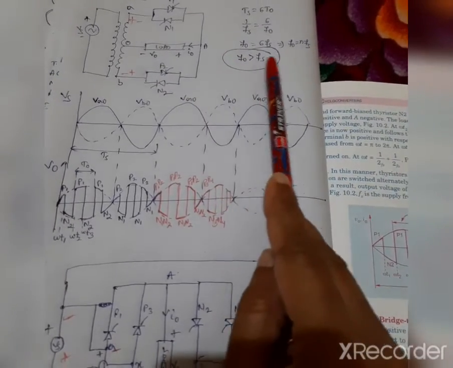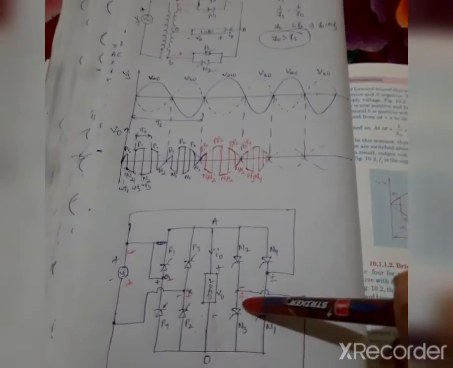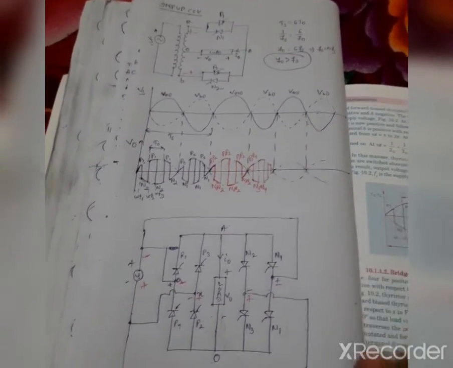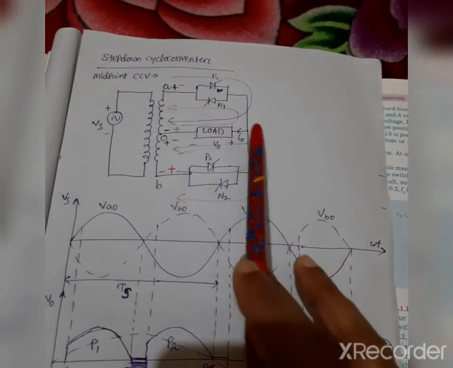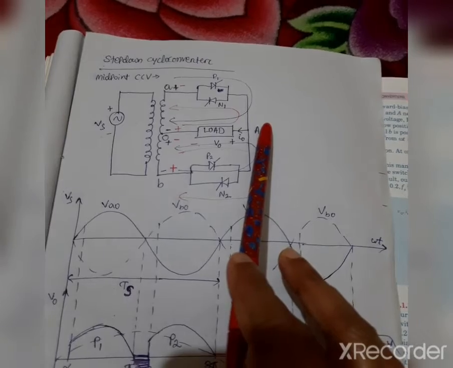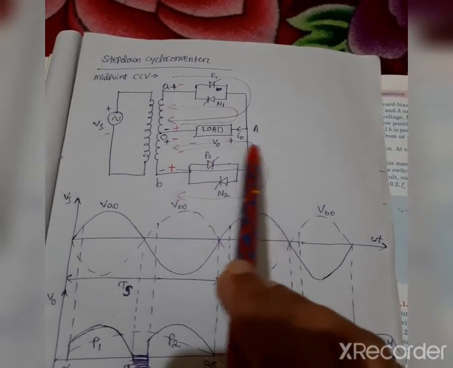Here f0 is equal to 6 fs. Okay, so this is the circuit diagram and waveform for the step down cycloconverter, the midpoint type step down cycloconverter.